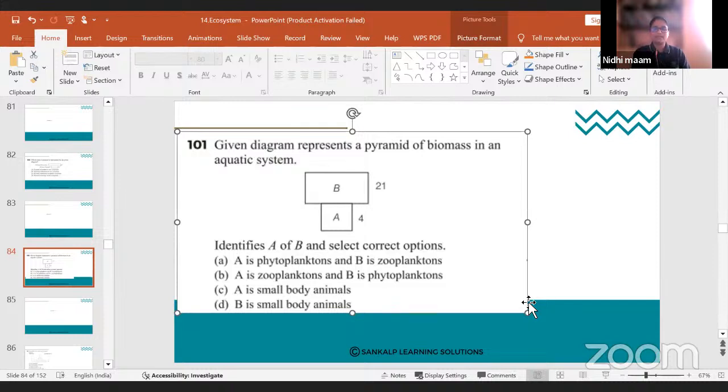A is phytoplankton, B is zooplankton. A is zooplankton, B is phytoplankton. A is small body animals, B is small body animals.